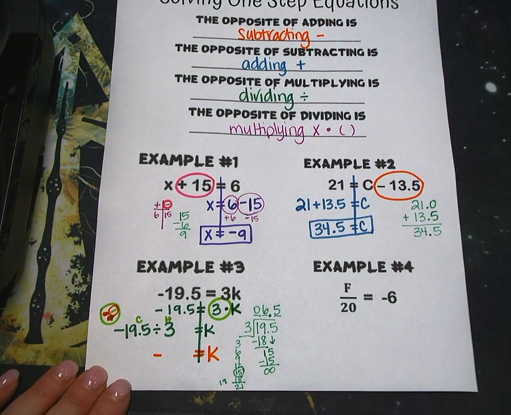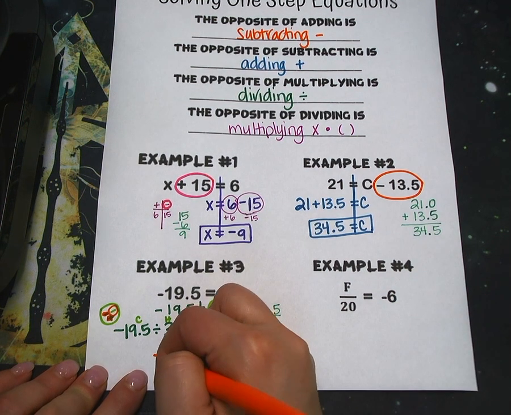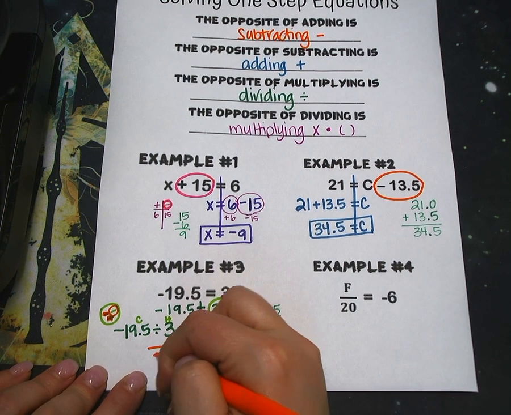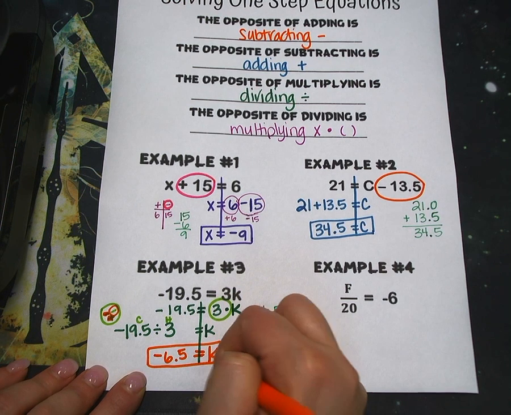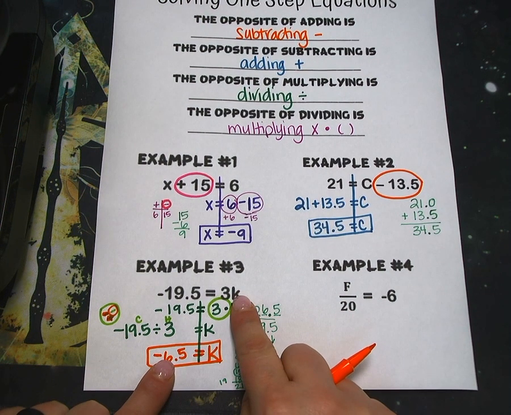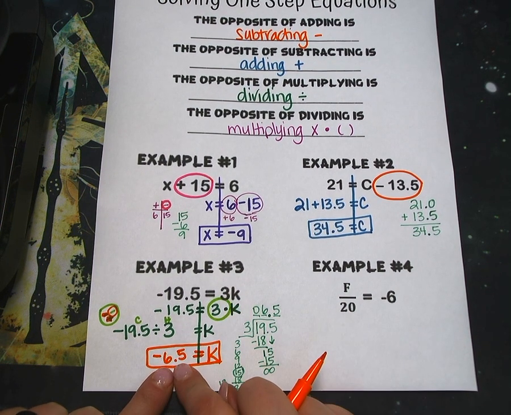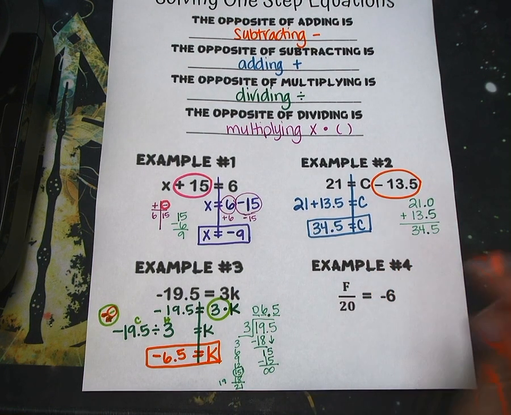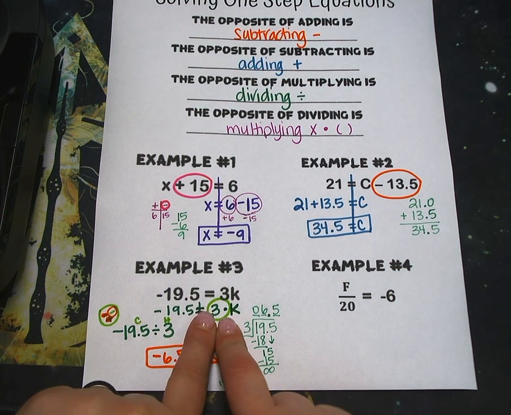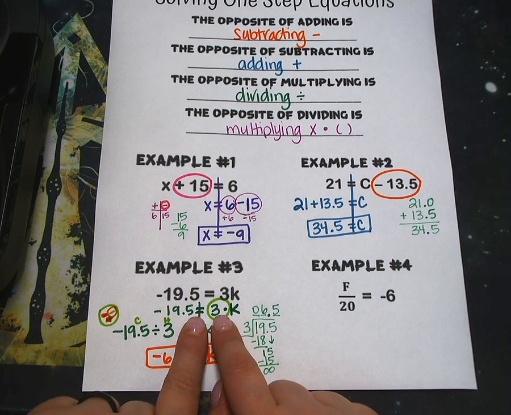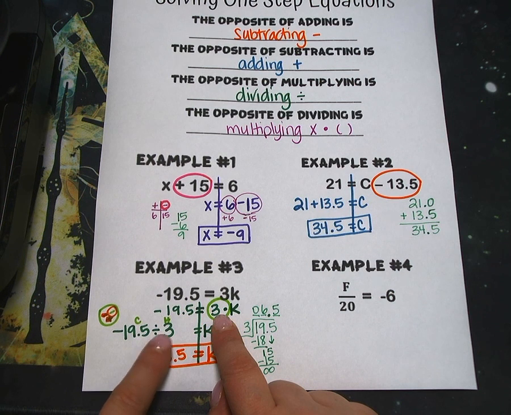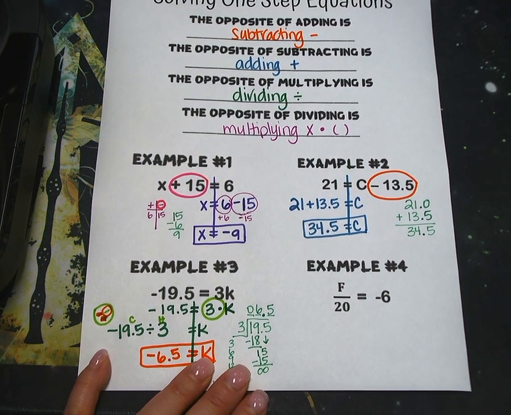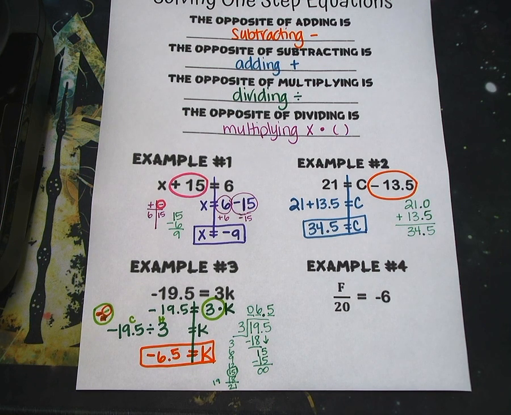So my answer for this will be negative 6.5. And again, if I wanted to check myself, I could use the strategy from yesterday where I plug back in. 3 times negative 6.5 would equal negative 19.5. All right. And again, we did the inverse, the opposite of multiplying by 3, which was dividing by 3. All right, our last example, we are going to draw our line down the middle.